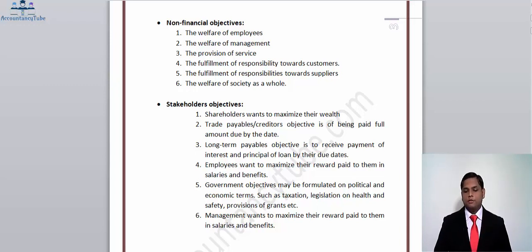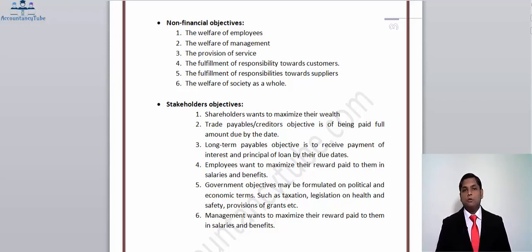Then fulfillment of responsibility towards the suppliers is the fifth point, which indicates that our suppliers' basic requirement from the company is that they are paid in full in the due time, plus they get constant contracts from us. Obviously, they also want to continue their business with us. We need to provide these two things to the suppliers in order to keep them happy.